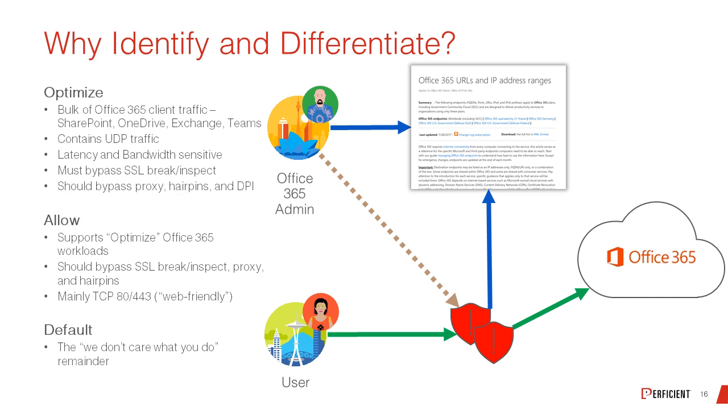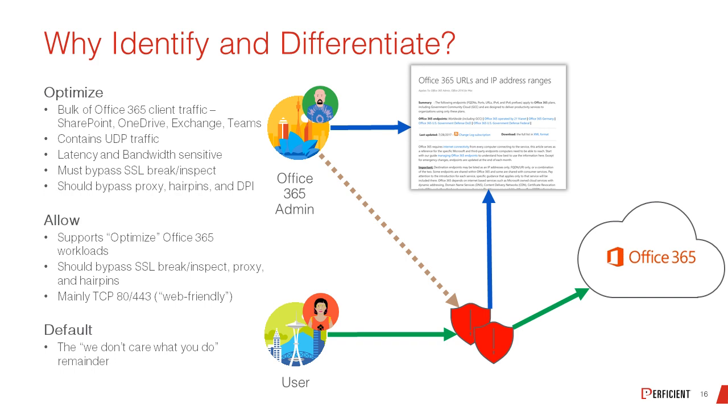The allow category is things like teams.microsoft.com. If you like to use the web client, you can use the web client, and the allow category supports the other features and functionalities in the optimized category. Generally, the allow category is a bit more web friendly. It's usually port 443 for most functionality, but it's a bit less white glove requirement.